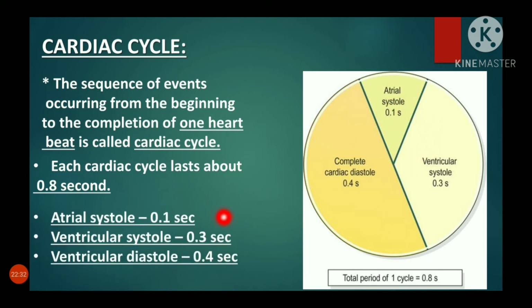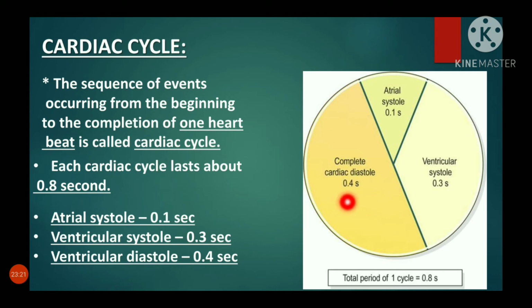First one is atrial systole, which takes 0.1 second. That is contraction of auricles in the heart. Next is ventricular systole, which takes 0.3 seconds. That is contraction of ventricles. Ventricular diastole takes 0.4 seconds. That is relaxation of ventricles.